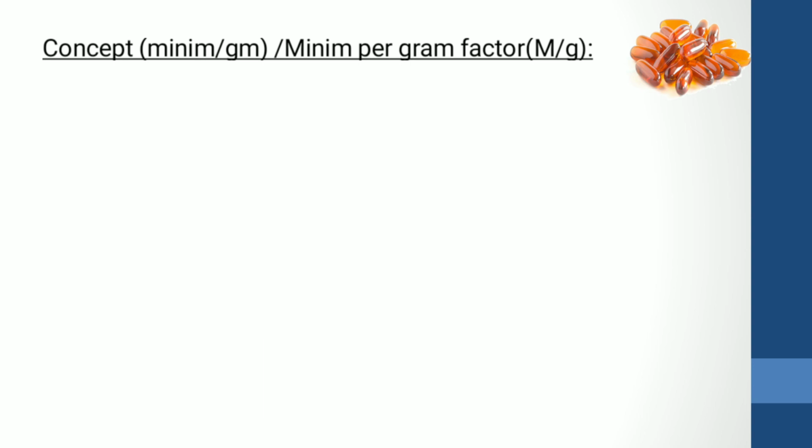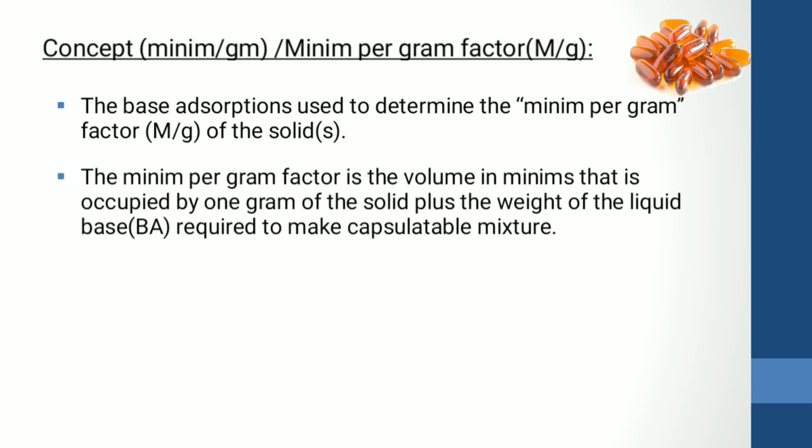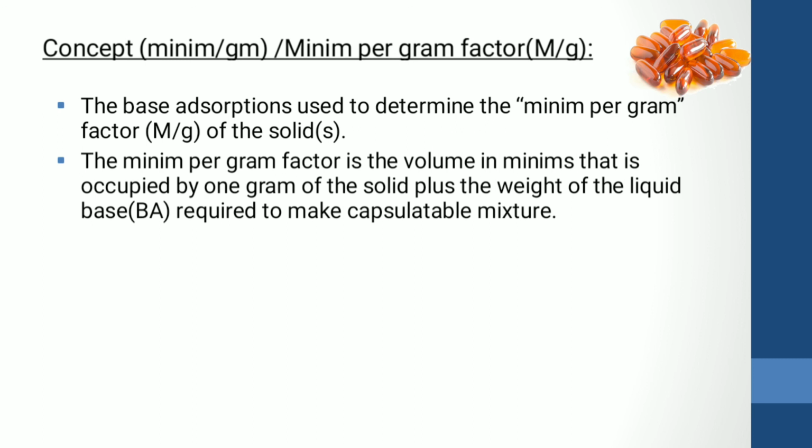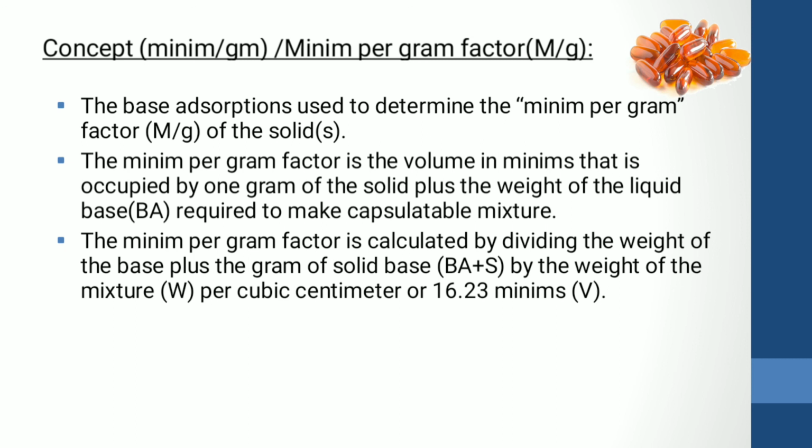Then coming to the last point from this video, that is the concept of minim per gram. So the base adsorption is used to determine the minim per gram factor, that is M by G of the solids. The minim per gram factor is the volume in minims that is occupied by 1 gram of solid plus the weight of the liquid base, that is BA, required to make an encapsulable mixture. The minim per gram factor is calculated by dividing the weight of the base plus the gram of solid, that is BA plus S, by the weight of the mixture W per cubic centimeter or 16.23 minims.